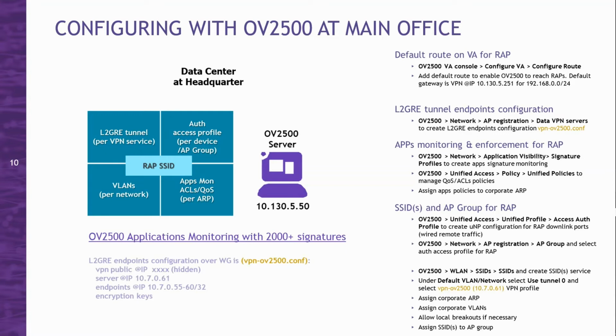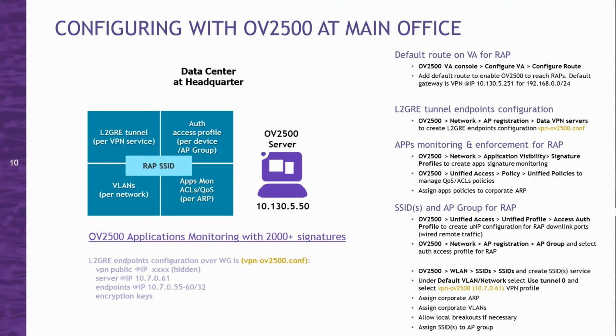L2GRE endpoints configuration for the L2GRE services for data is created in OmniVista. This configuration will be imported into the VPN server to manage L2GRE services. For monitoring client applications on the RAP, and to enforce QoS and ACL, the application visibility of OVE has more than 2,000 signatures that can be activated on the DPI module of the RAP. These QoS and access policies will be assigned to the client corporate access role profiles.